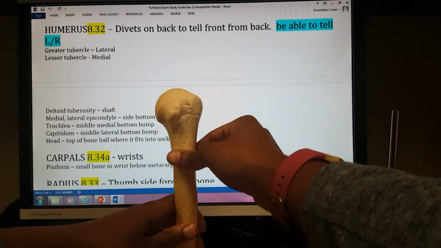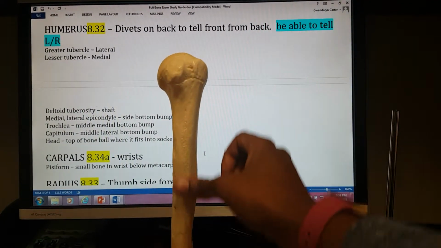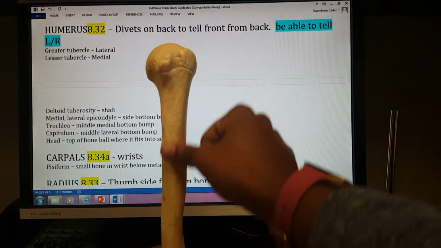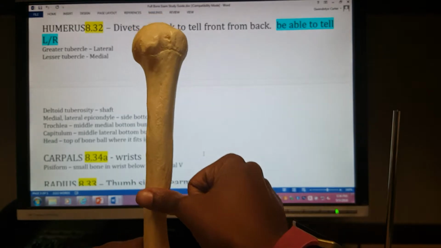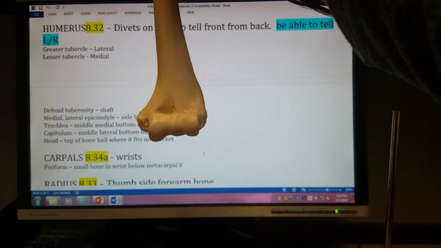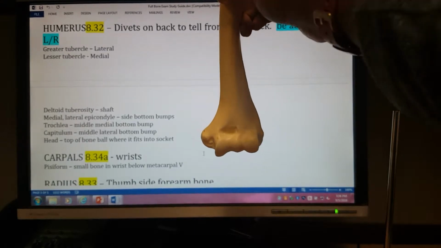Down below it, there's a deltoid tuberosity. A tuberosity is a rough surface, so you're actually able to feel that on the plastic bones, and that's on your shaft region. Then all the way down to the bottom, still in our anterior view, we have our medial and lateral epicondyles.